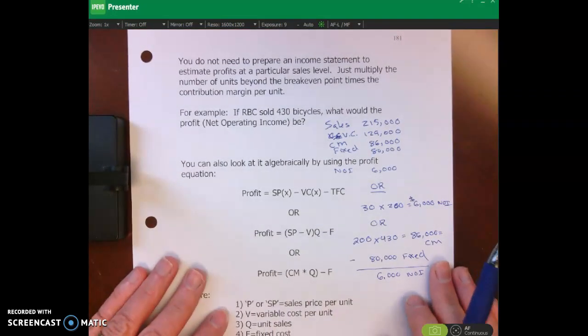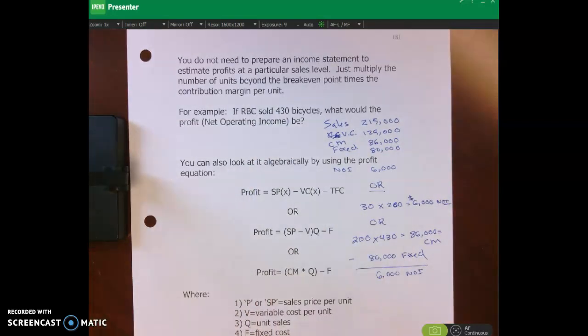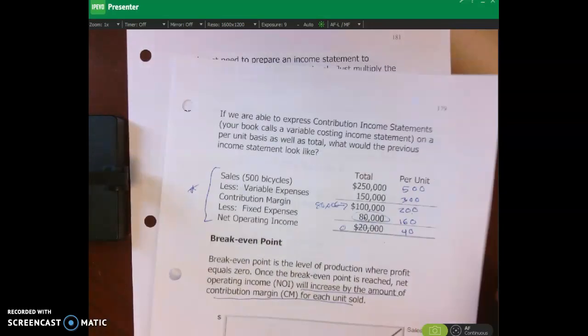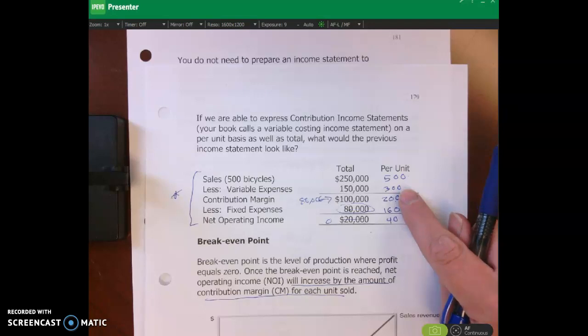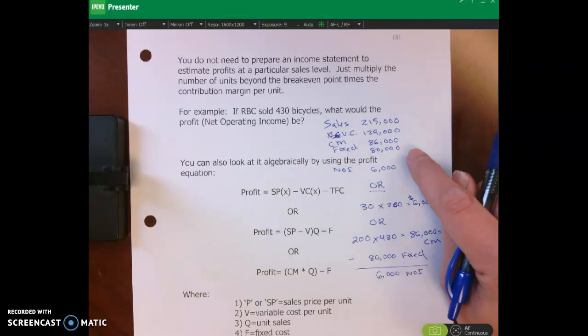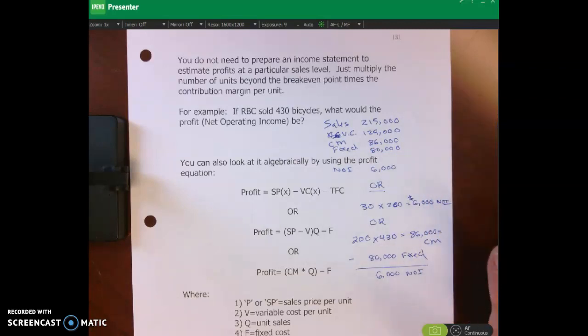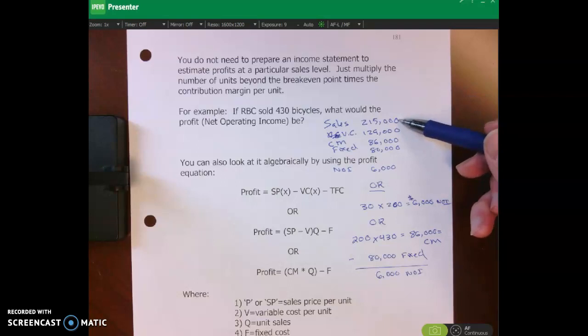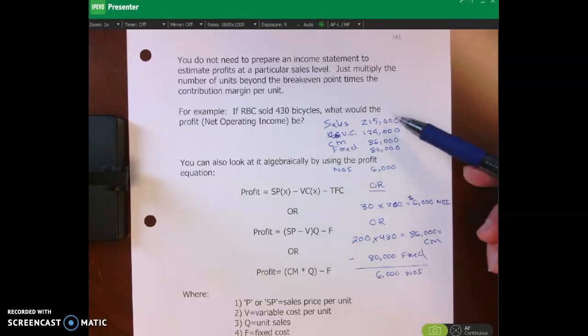If we look at this problem, remember RBC sold 430 bikes and we're looking at these same assumptions: the price per bike stays the same, variable cost per unit stays the same, contribution margin per unit stays the same. And we want to know what the net operating income would be if we sold 430 bikes. Like I was saying in the prior lecture video, there are a couple different ways to solve this problem. The first one is to do a whole income statement, which is using the profit equation.